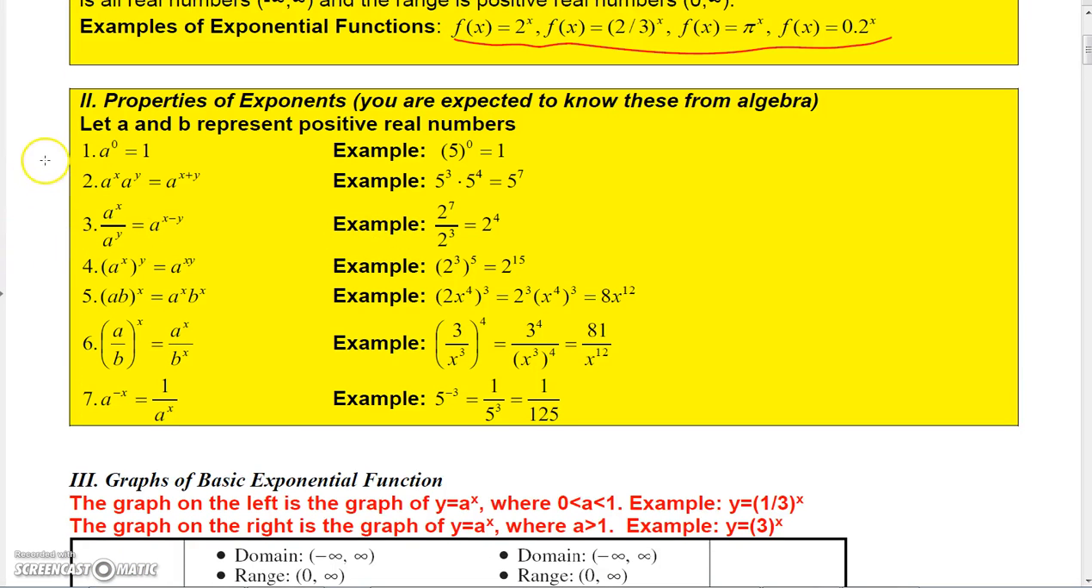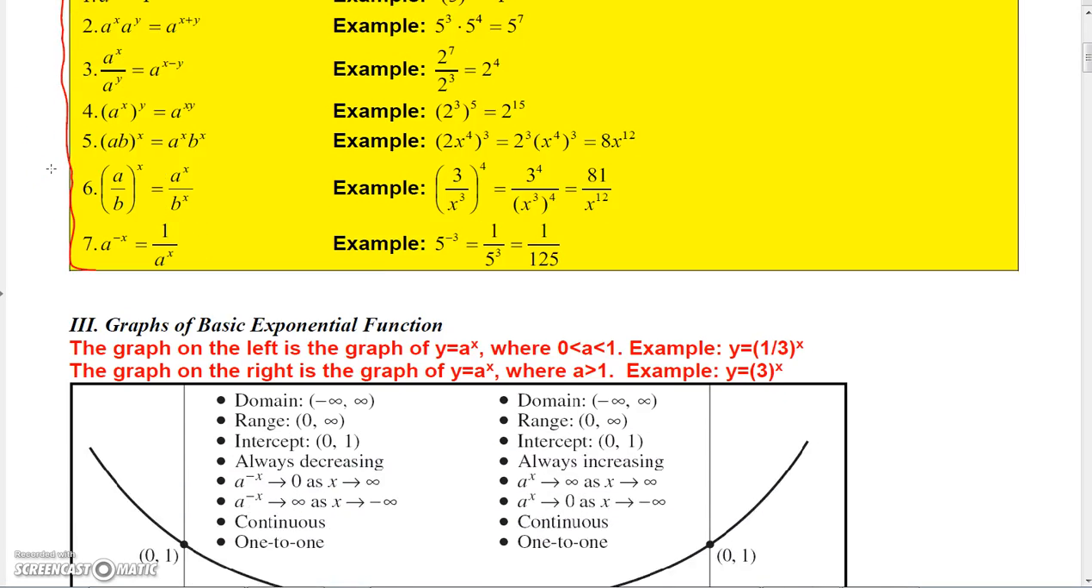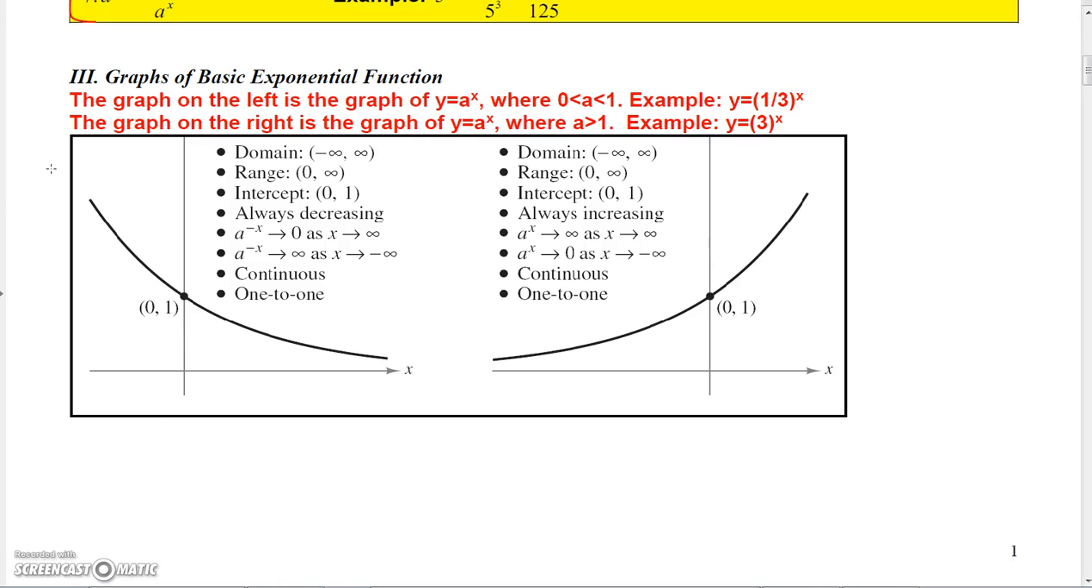Make sure you remember your properties of exponents, which I'm not going to cover because if you're in calculus you should know these properties. But if you need to, you can freeze the video and look at my examples for properties of exponents and then restart it when you're ready to continue.